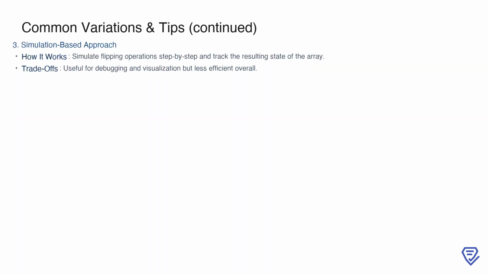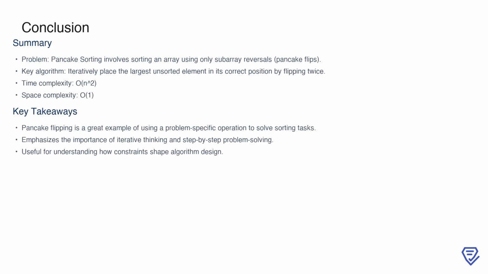Another approach to consider is the simulation-based method. This involves simulating each flipping operation step by step while tracking the state of the array. This approach is particularly useful for debugging and visualizing how the algorithm works. For instance, it allows you to see how the array evolves with each flip. However, it is less efficient overall and is not typically the best choice for solving the problem in an interview or competitive coding scenario. Nonetheless, it can be a helpful tool for gaining insights into the problem or explaining your solution to others.